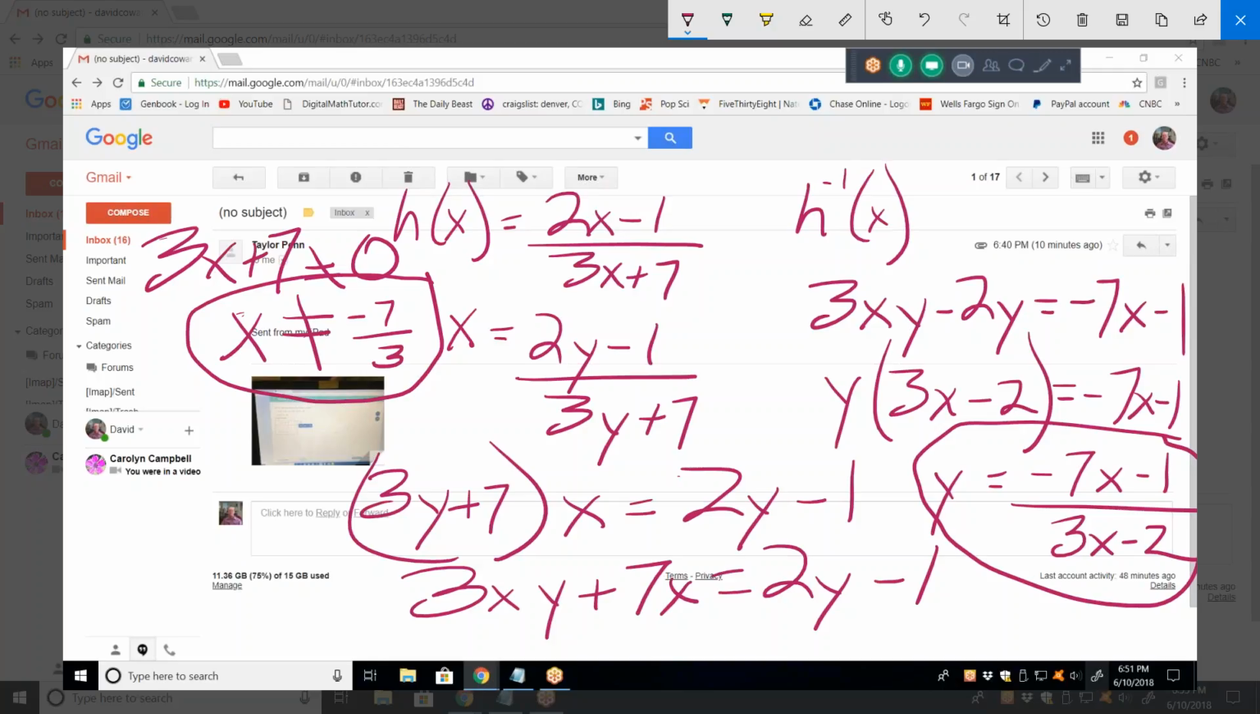You know how to put that in interval notation? Yes. Okay. What's the domain on the inverse? x cannot be 2/3, so it's all real numbers except 2/3. Now, range.